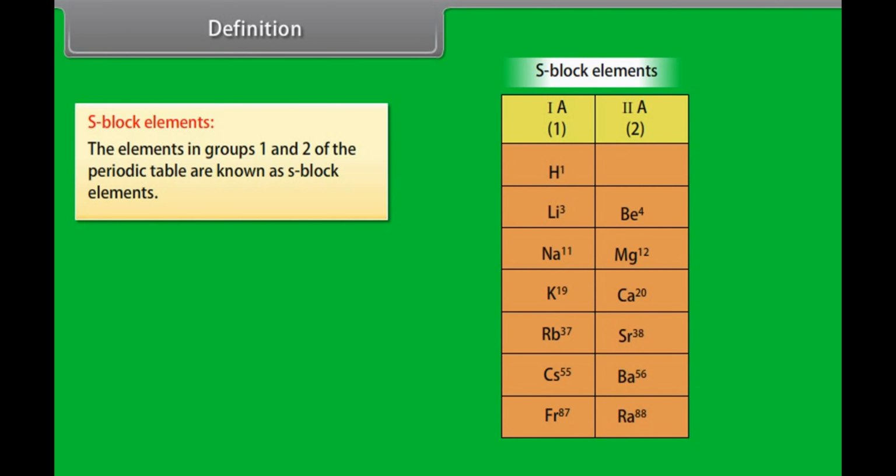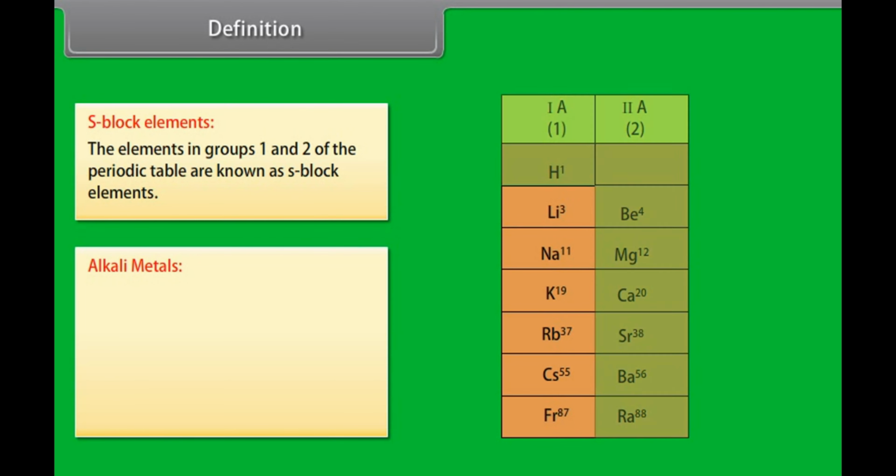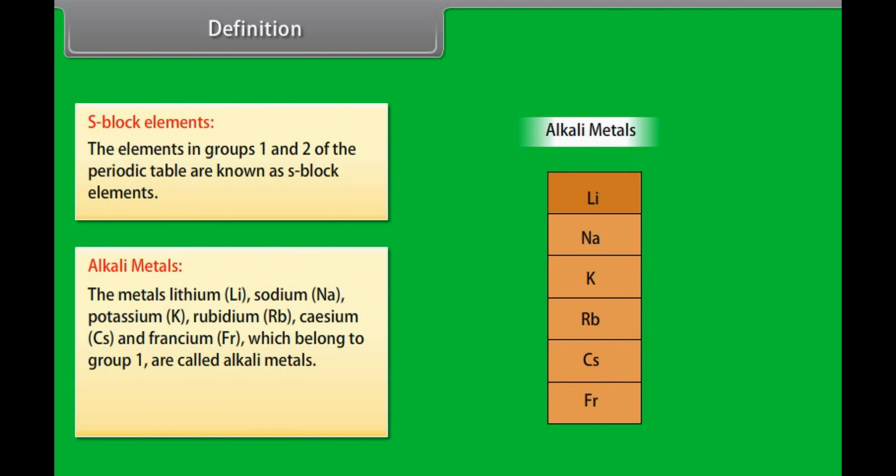Definition: S-block elements. The elements in group 1 and 2 of the periodic table are known as S-block elements. Alkali metals. The metals lithium, sodium, potassium, rubidium, cesium and francium, which belong to group 1, are called alkali metals. They react with water to form hydroxides, which are strong bases.